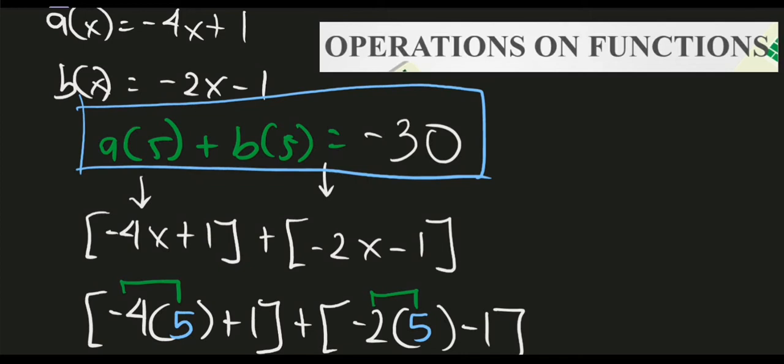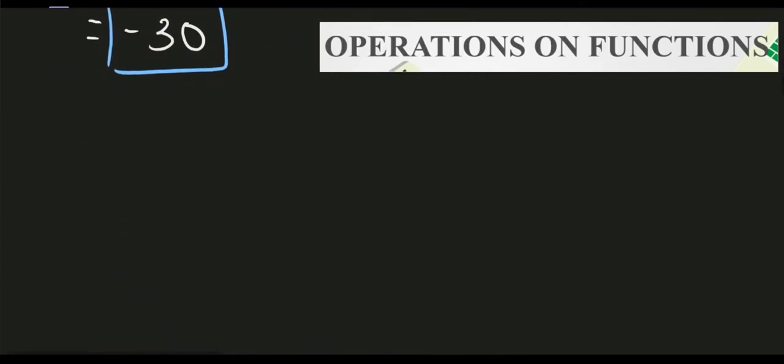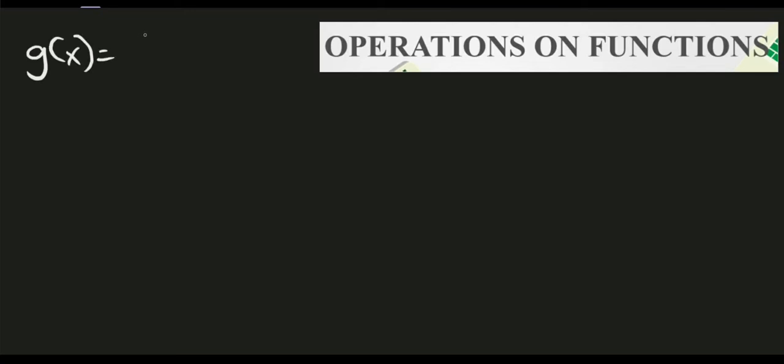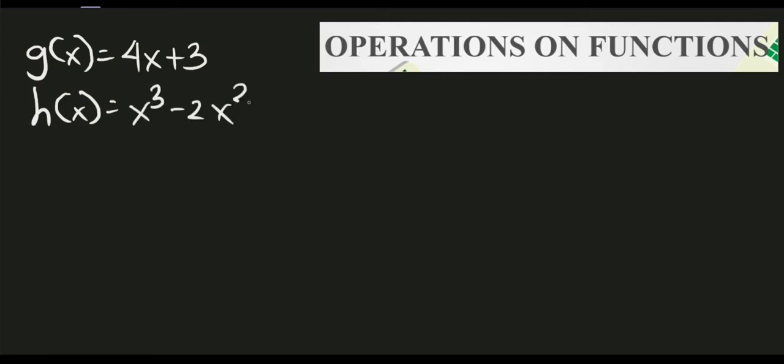Right? So next, let's try to answer another set of problem. Okay, so for our example number 4. So let's try to subtract this given expression. Let's say we have g of x, that is equals to 4x plus 3. Okay, and let's say we have h of x as x cubed minus 2x squared.